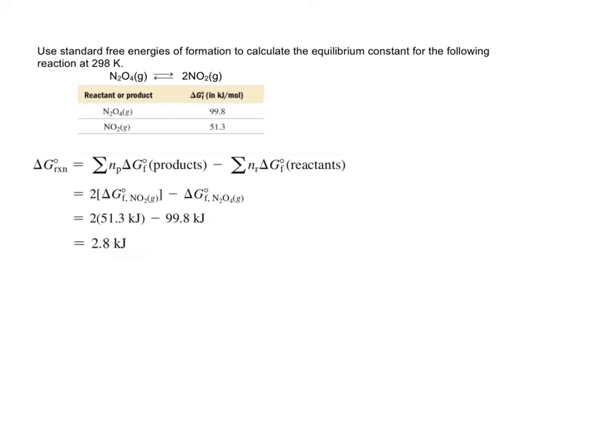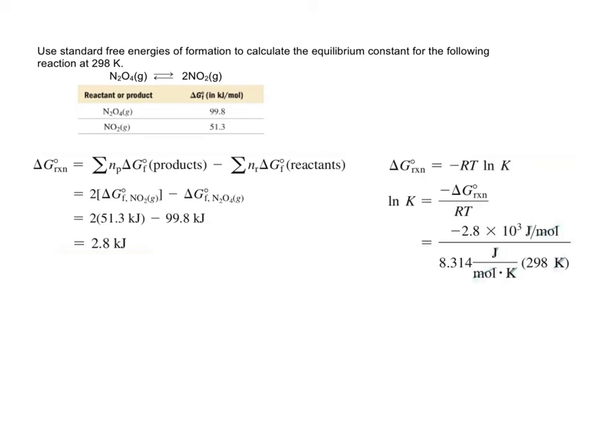Then if we plug that into the equation we just got, we have the delta G of reaction equals minus RT ln K. Now we plug in the R, which is 8.314. This is a new R, but it's also on your equation sheet, and the units for that are joules per mole Kelvin, and we can plug in the temperature as 298 Kelvin. Our delta G has to be in joules per mole now because of the units of R. So that's going to be 2.8 times 10 to the third joules per mole, or 2,800. So we solve that.